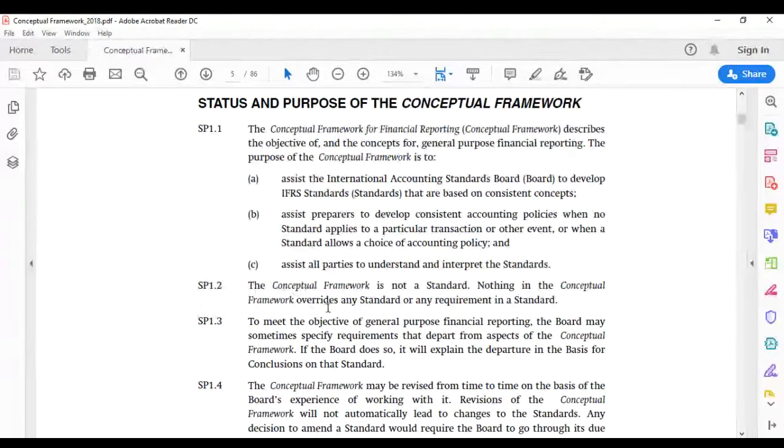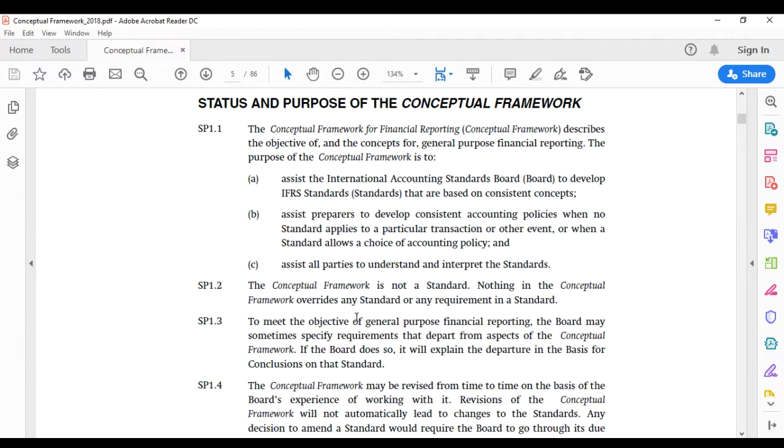The second paragraph there, we've mentioned that the conceptual framework itself is not considered to be a standard, but it does form the foundation of the standards. Nothing in the conceptual framework overrides any standard or any requirement in a standard. The reason for that is the framework is basically general. It's almost a generic document, but the standards apply to specific situations.